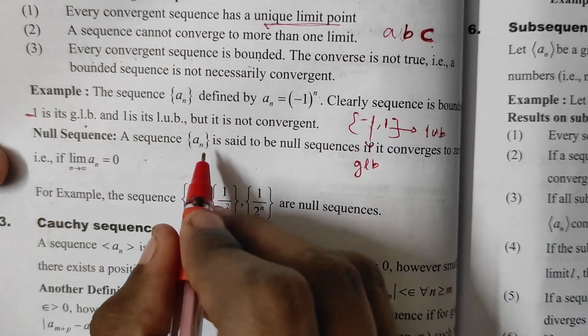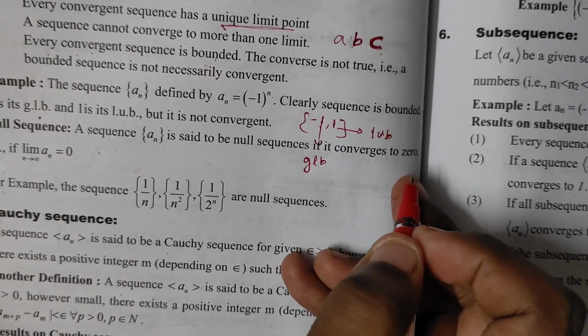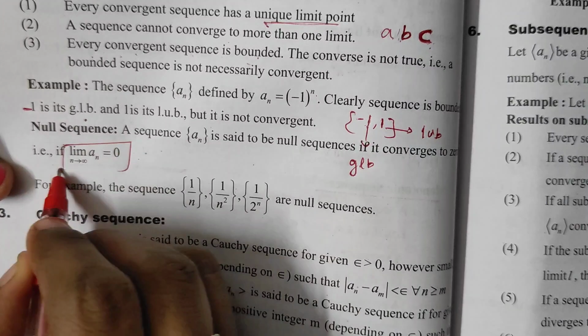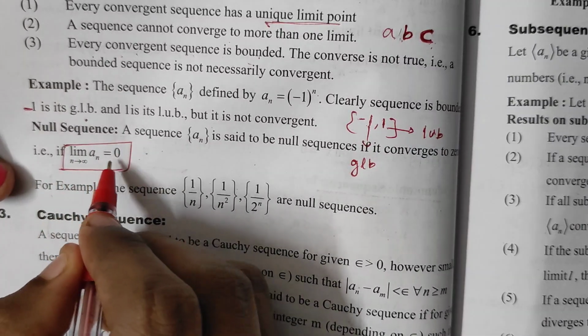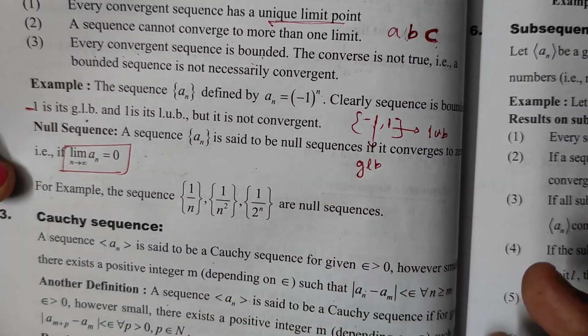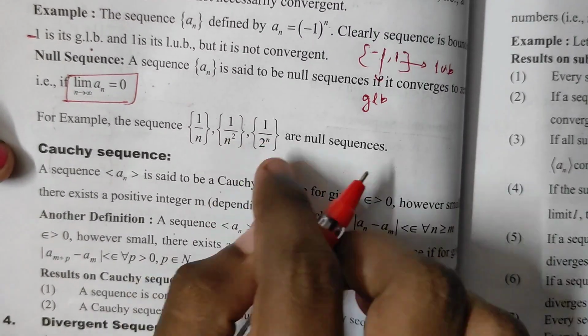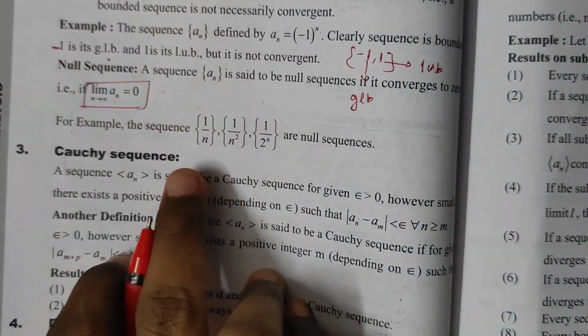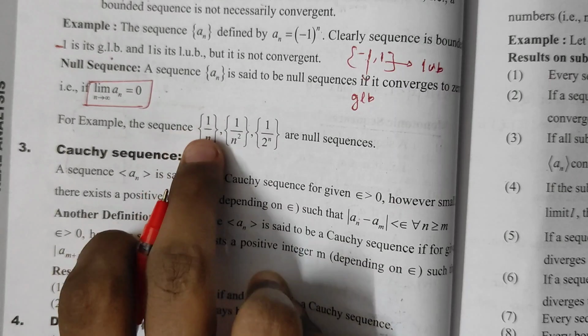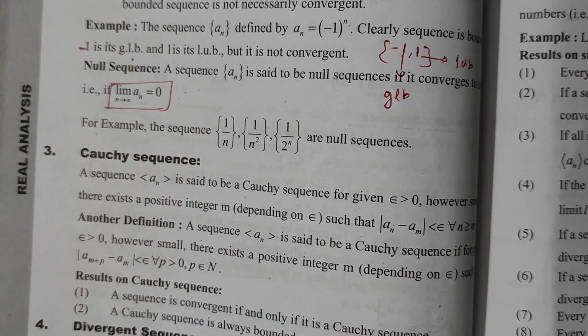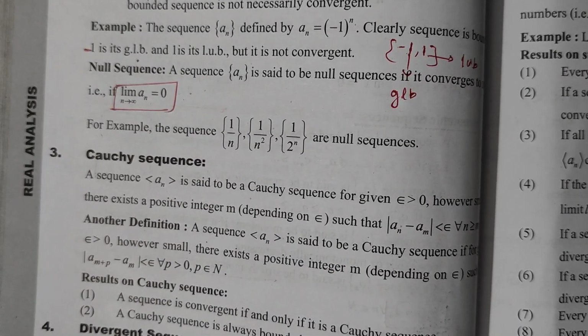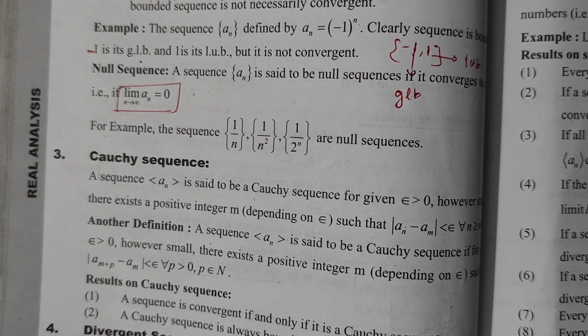Null sequence. An is said to be a null sequence if it converges to 0. See, limit n tends to infinity, an value is equal to 0, then it is a null sequence. Examples are 1 by n square and 1 by 2 power n. If you put infinity, 1 by infinity is equal to 0. When you get the limit point as 0, you say that it is a null sequence.